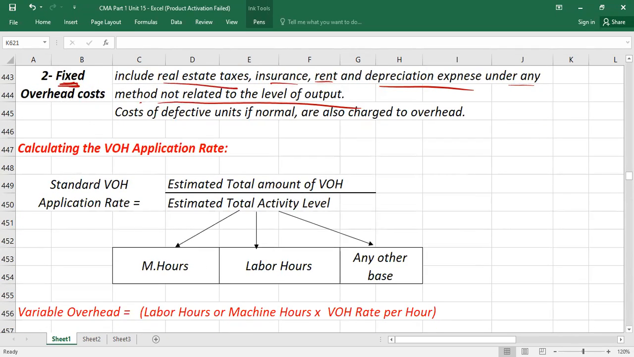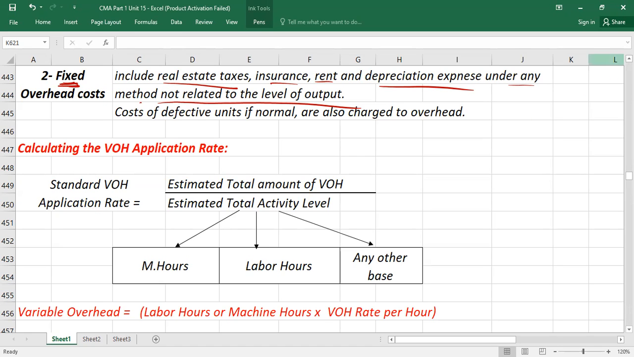Now here guys, please remember, this is just overhead cost. We will also take it to the product. And please remember, this is just a formula I'm showing you. I'm going to deal with only variable overhead first. Fixed overhead we will deal with later.